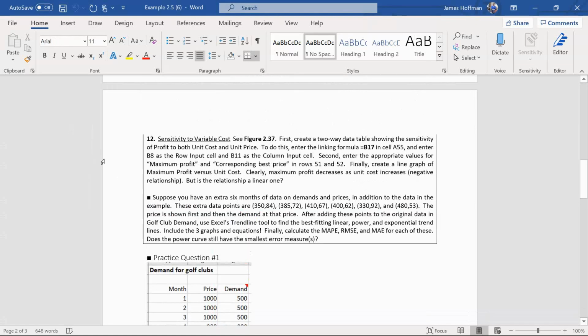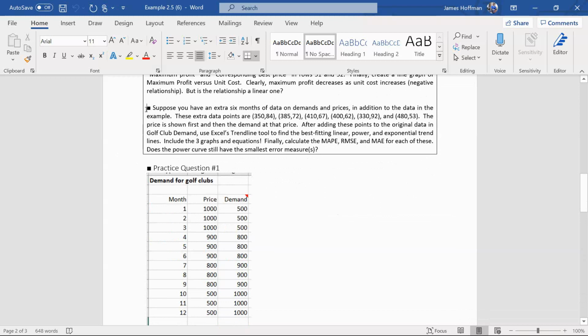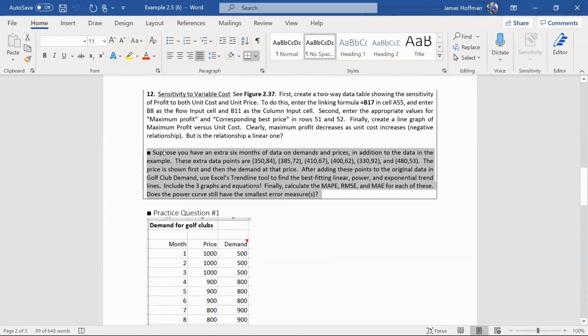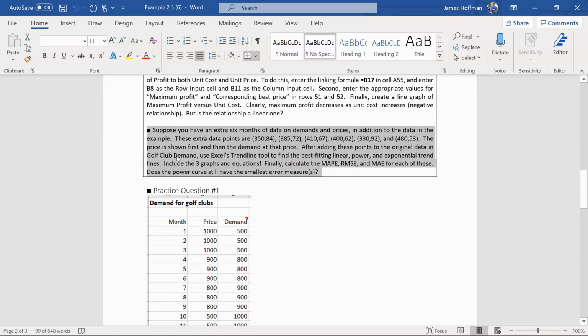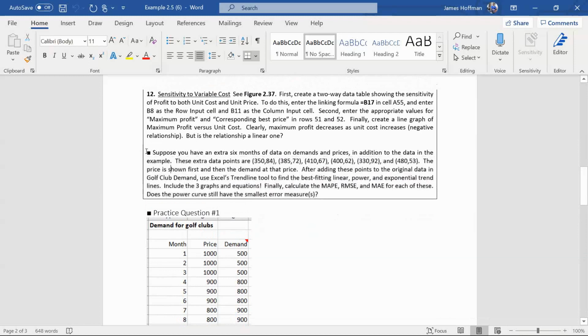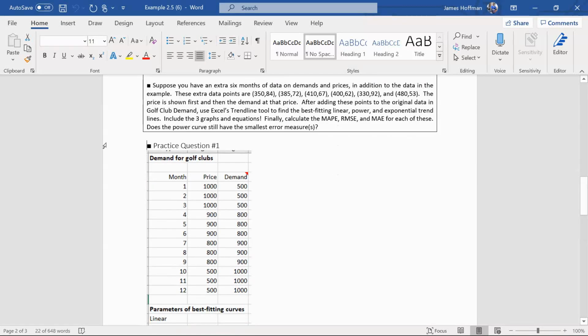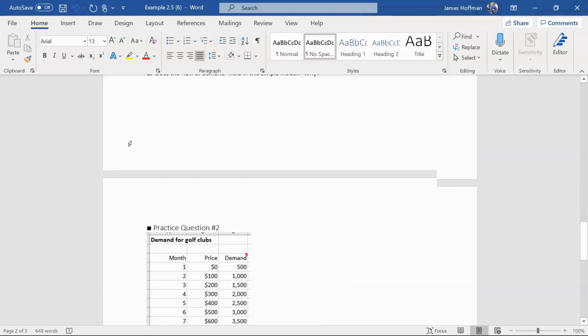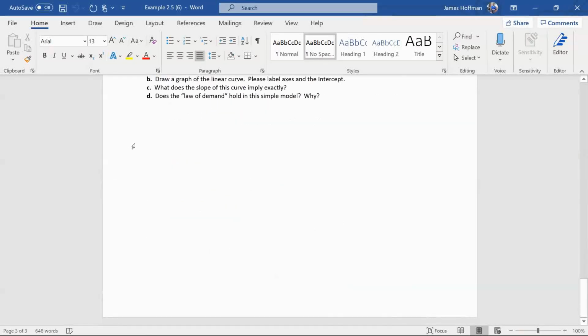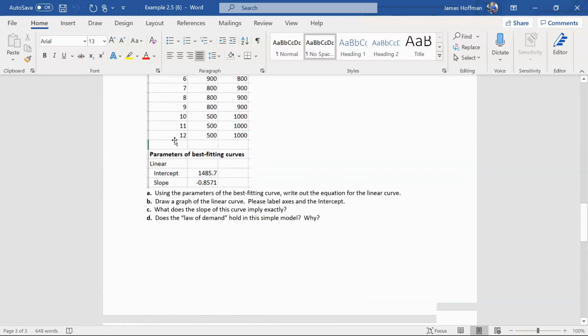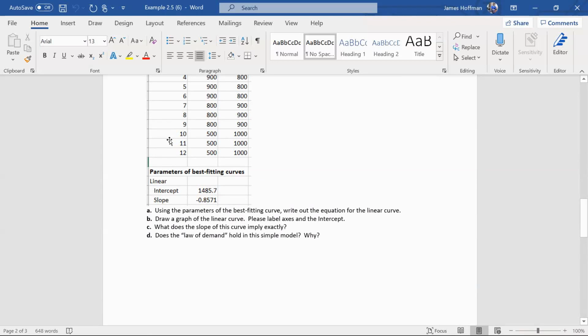Alright, so example 2.5. This whole thing is like, if you had some extra data, how could you adjust the model? We don't need to do that. We're going to skip that. Maybe I'll have that for extra credit sometime. But this little section, suppose you have an extra 6 months of data, don't worry about that. Just skip that for now. That's like a bonus. And there are some practice questions. Let me go over the solution to those real quick, and then I have another exercise that you guys have to do by next Tuesday.